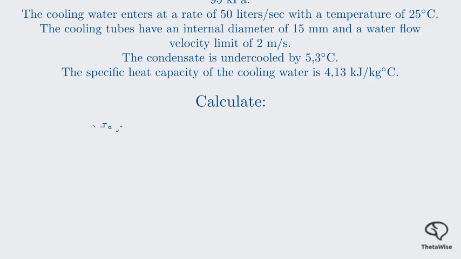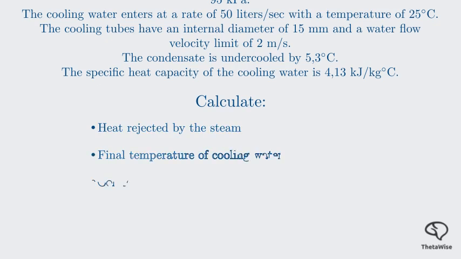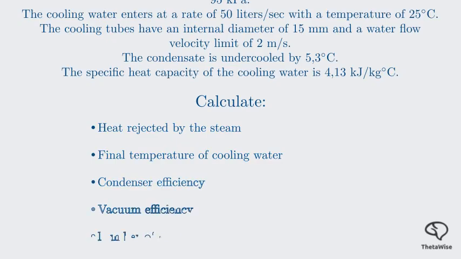Calculate: 2.1. Heat rejected by the steam. 2.2. Final temperature of cooling water. 2.3. Condenser efficiency. 2.4. Vacuum efficiency. 2.5. Number of cooling tubes required for a double pass.